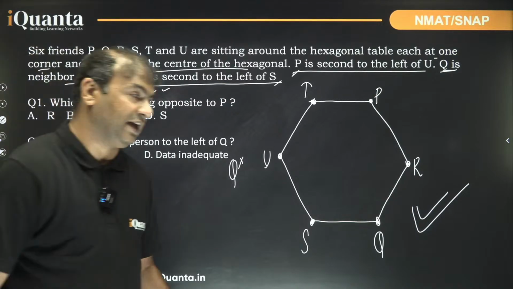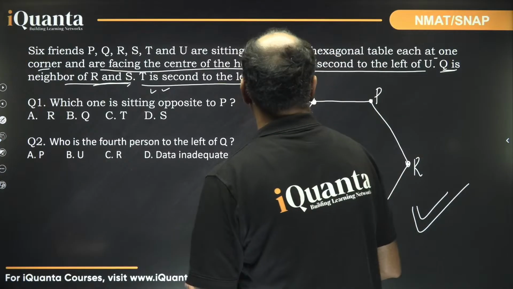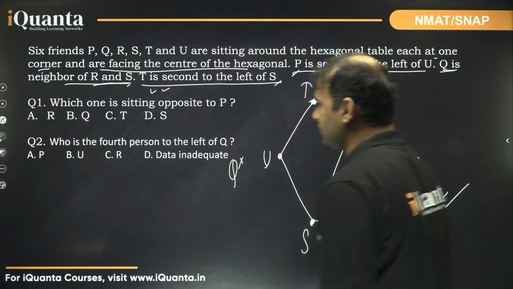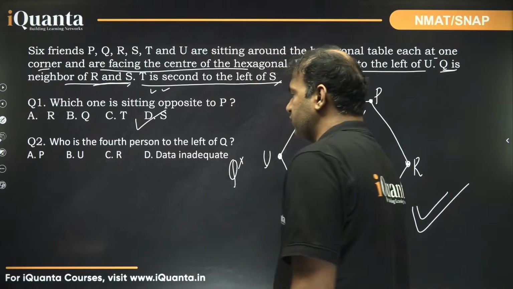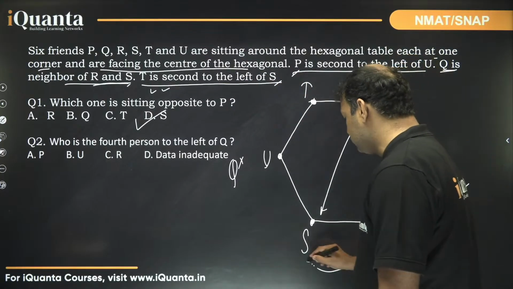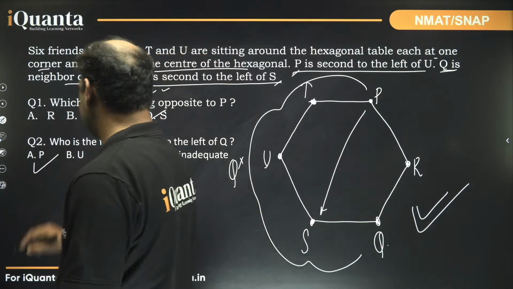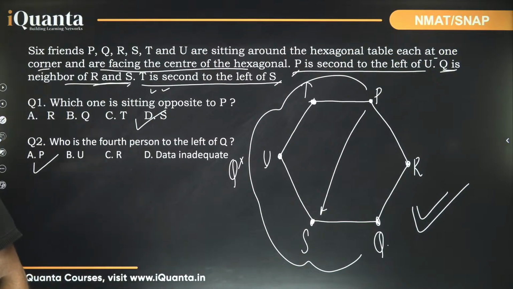Now let's quickly answer the questions. Very simple set is this. First question, which one is sitting opposite to P? So opposite to P is obviously S, option number D. Next, who is fourth to the left of Q? So this is Q, fourth left. First left, second left, third left, and fourth left is P, option number A. Alright, so answers are option number D and option number A.